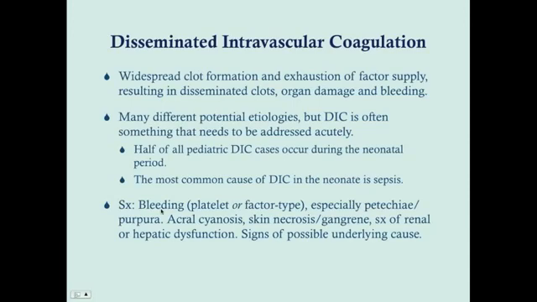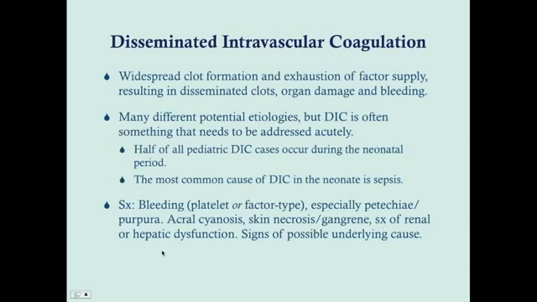Particularly, you're going to see petechiae and purpura, and that is due to your platelet deficiency. What's happening here is the platelets are all being exhausted. They're all sticking together, and now you no longer have enough platelets to stop other minor bleeding issues. You can also see acrocyanosis, skin necrosis, and gangrene, which is due to the clots, due to the thromboses.